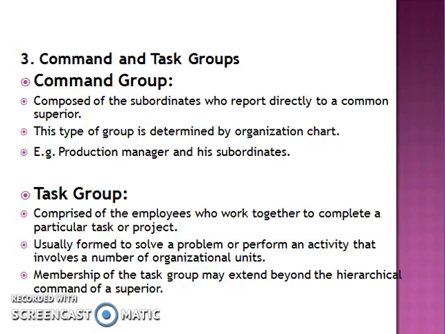The third is command and task group. A command group is composed of subordinates who report directly to a common superior. This type of group is determined by the organization chart. Example: a production manager and his subordinates.